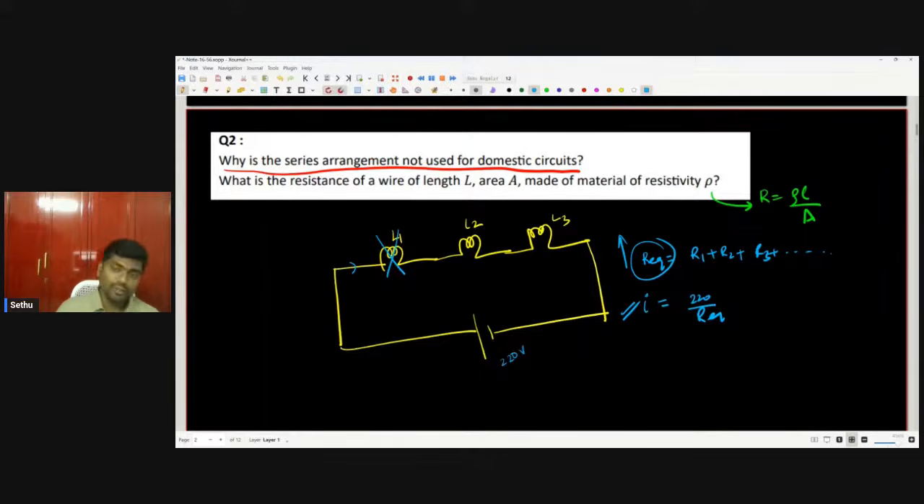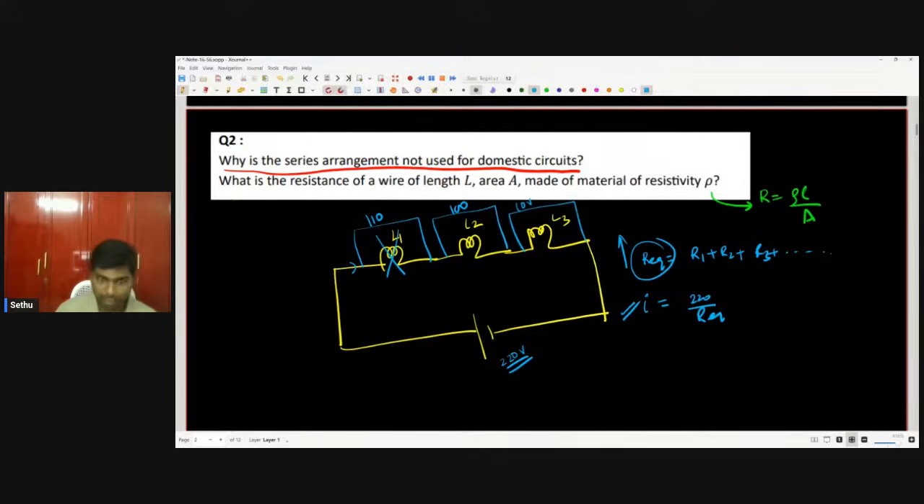And number three, if you look at modern day equipments, for example, air conditioners, refrigerators, etc., they are designed to operate at a certain voltage. For example, your refrigerator might be designed to operate at 220 volt, which is the standard main supply that you receive. But in a series combination, each electrical component is exposed to a different potential drop. For example, if this is 220, maybe here you will have 110, maybe here you will have 100, here you will have 10 volt.